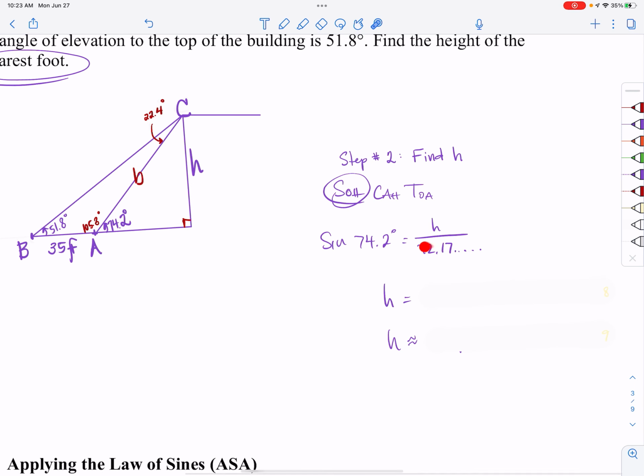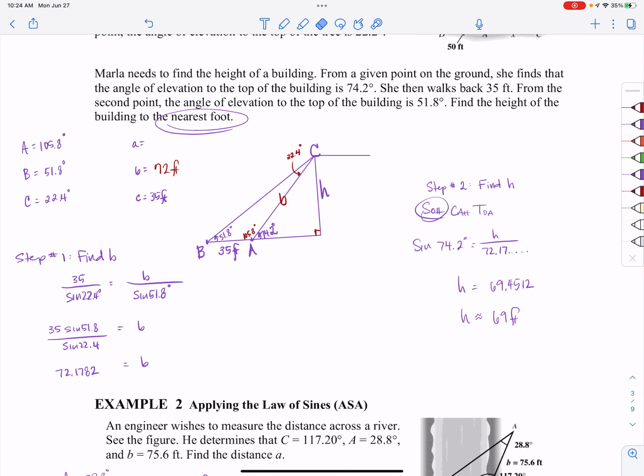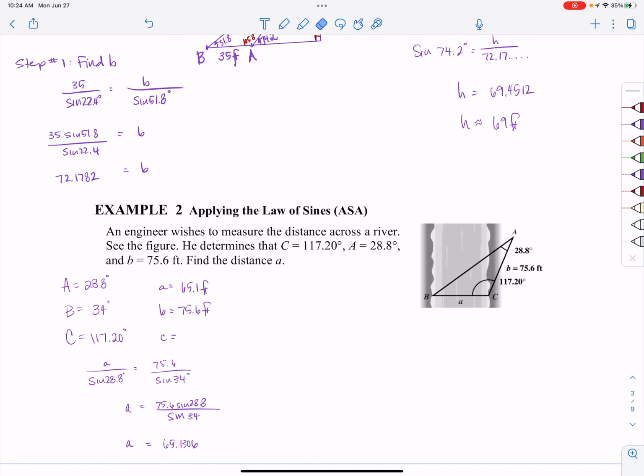I am going to let my calculator remember this whole entire decimal. Do not just use 72 feet because that will cause your answer to be incorrect because you're rounding too soon. Only round at the end. So use the entire decimal that was in your calculator. Let's multiply on both sides by that decimal, that 72 number, on both sides. So in my calculator, I'm going to get this 69.45 number. I was told to round to the nearest foot, so that's going to be approximately 69 feet for the height of the building.